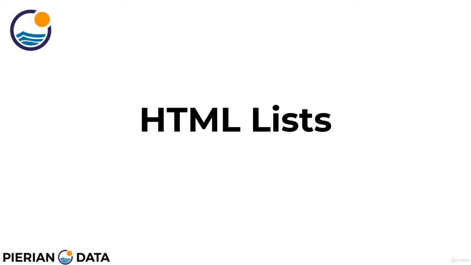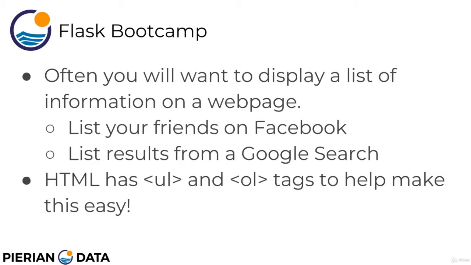Welcome back. We've already seen a few basic HTML tags such as headings. And now let's discuss how to create lists in HTML. Often, you're going to want to display a list of information on a web page, such as the list of your friends on Facebook or the list of results from a Google search.